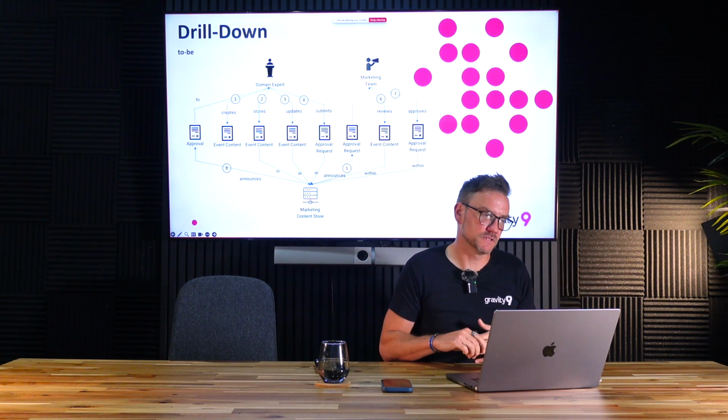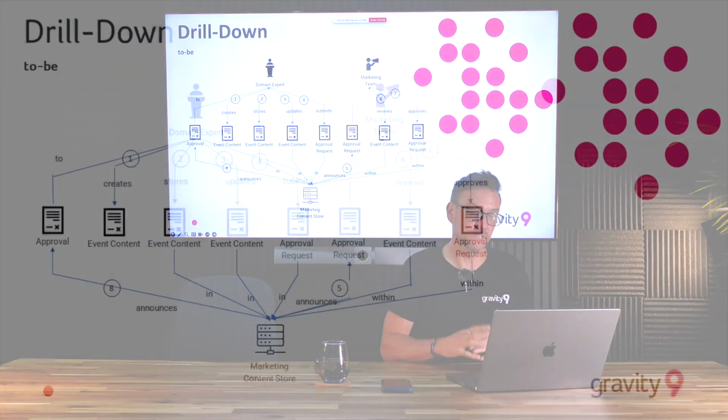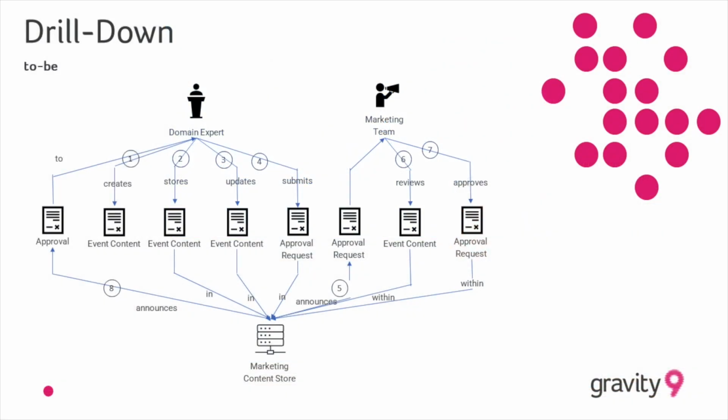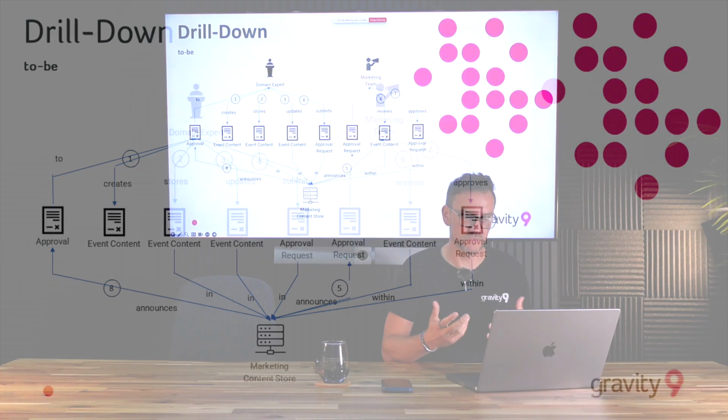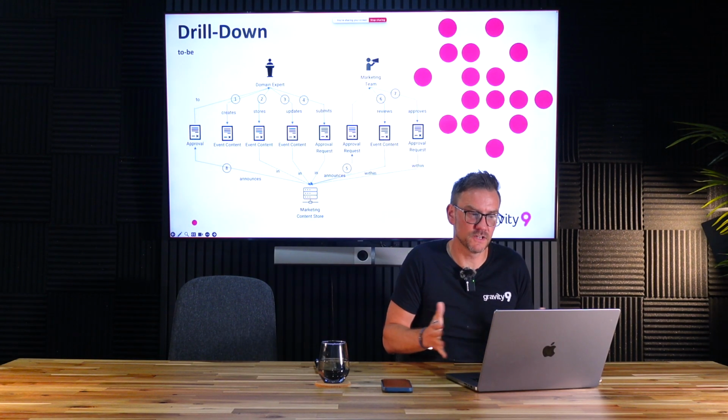So same concept, the domain expert is going to create a document about the event content. And that's the first line there. Second one, they're going to store it, but they're going to store it inside of the marketing content store. Third is an update to it. So we're recognizing now that it's not just a linear flow.